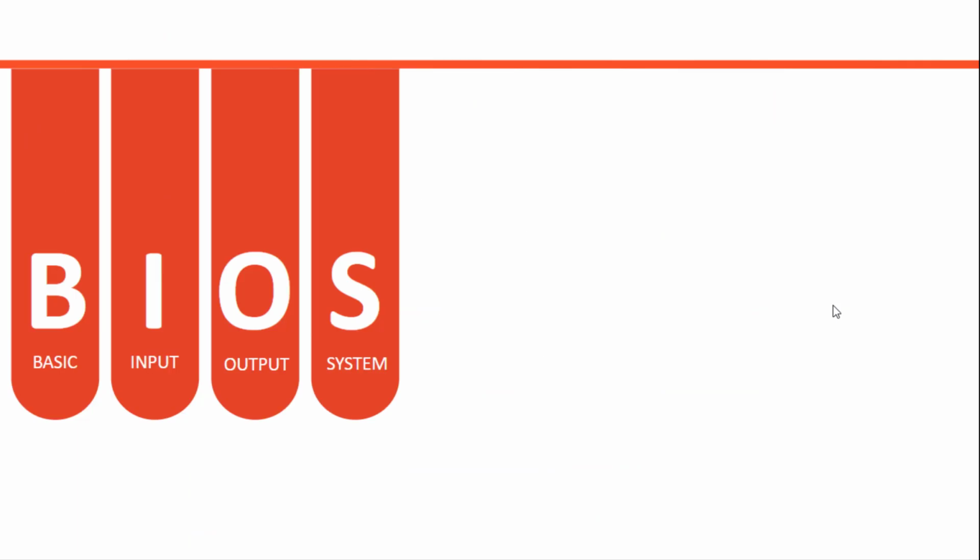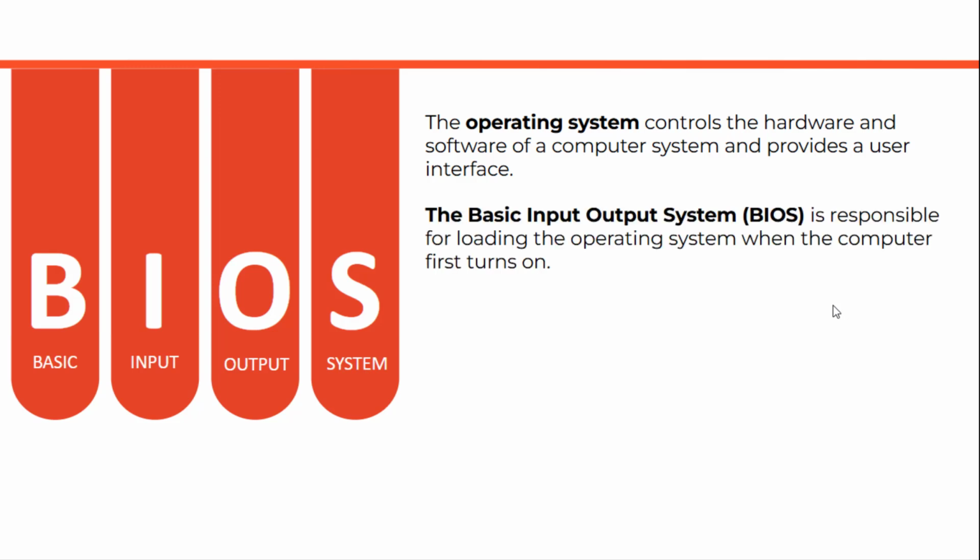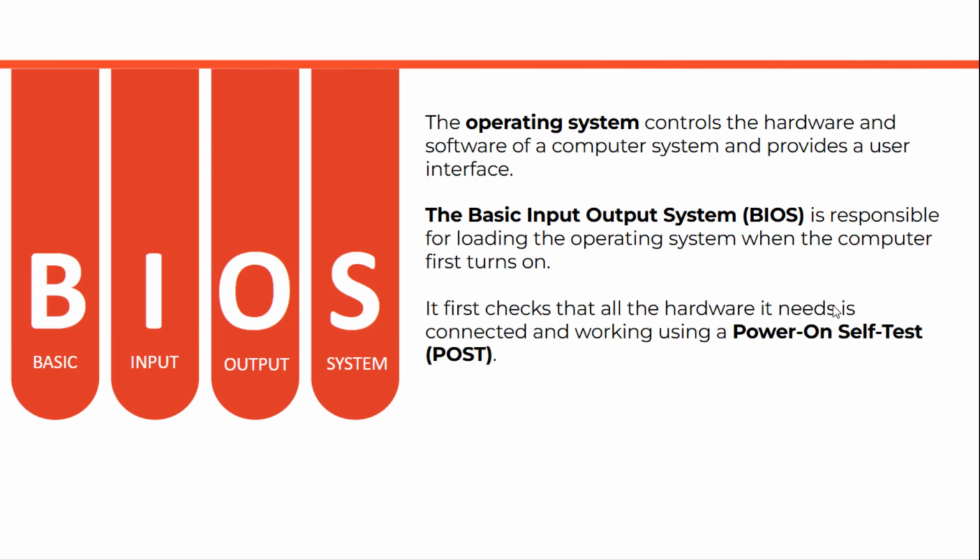What about BIOS? The basic input-output system. The operating system controls the hardware and software of a computer system and provides a user interface. The basic input-output system is responsible for loading the operating system when the computer first turns on.